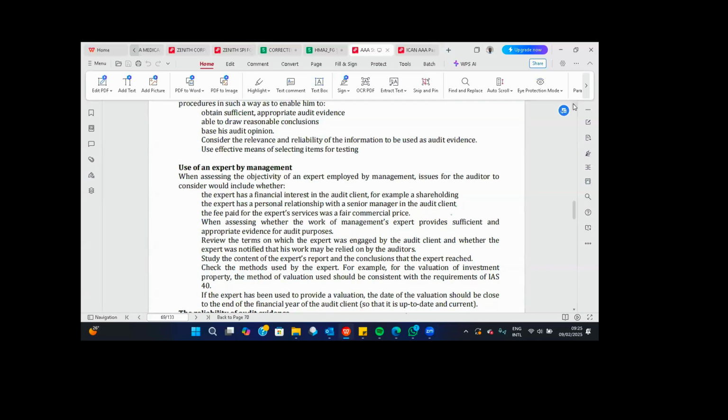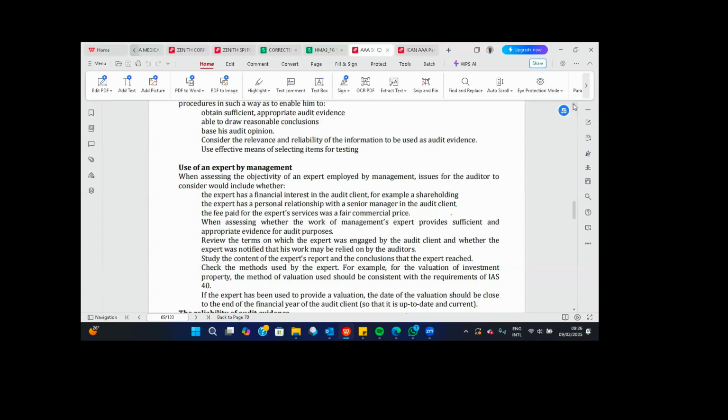Another thing the auditor will also check is whether he has a personal relationship with the senior management in the client. That is, whether there is a relationship that exists between the management expert and the senior management. Three, the auditor will also check whether the fees paid to the expert are at arm's length. That is, it's not a related party transaction. We know we said that for all related party transactions, they must be disclosed and accounted for. So for the auditor to be sure that it's not a related party transaction, it must be at arm's length, otherwise known as at fair commercial price. All right?